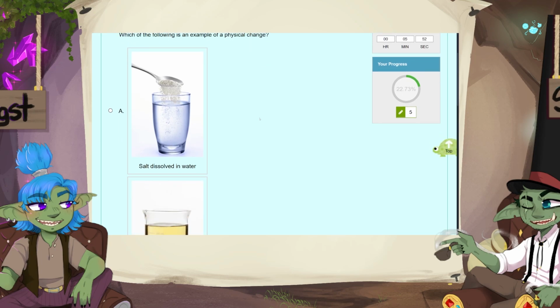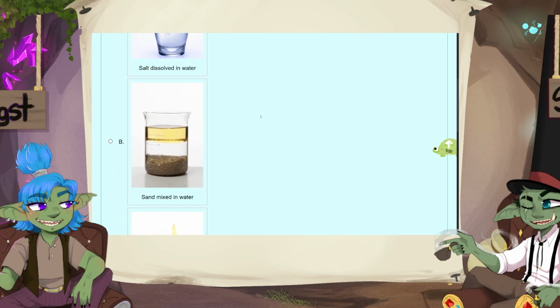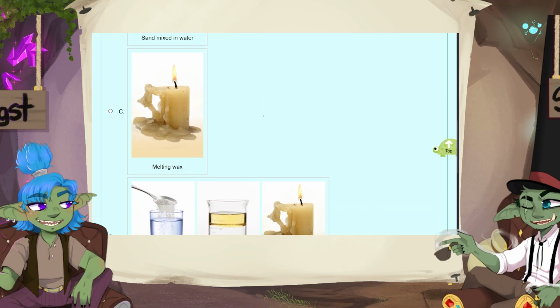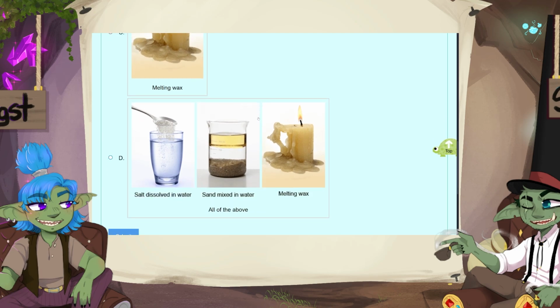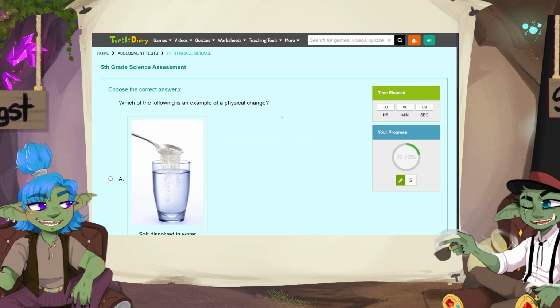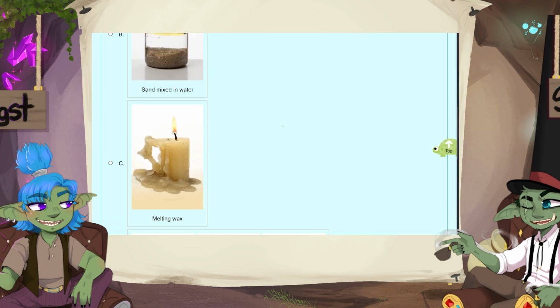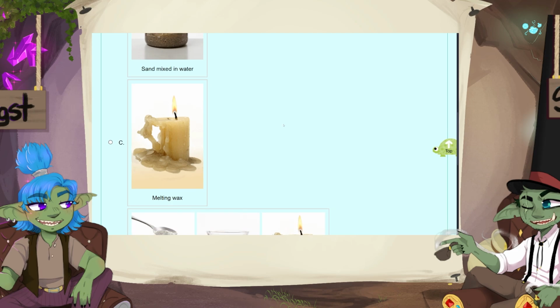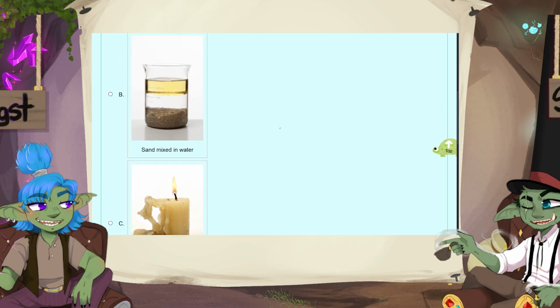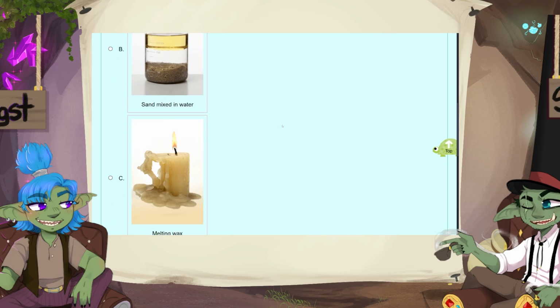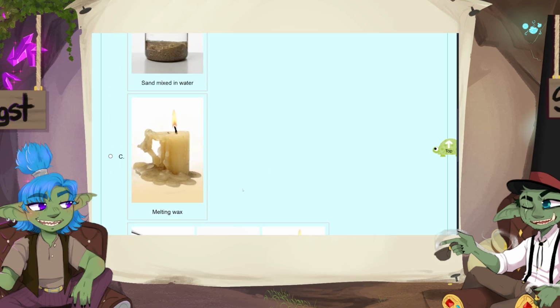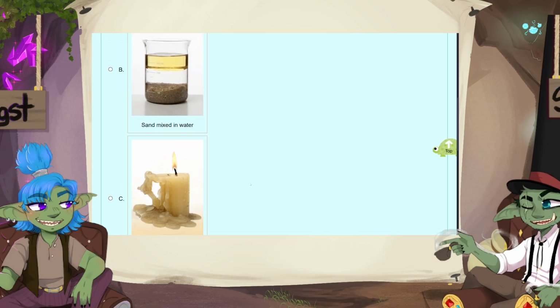A physical change. Salt dissolving in water. Sand mixed in water. Melting wax. Maybe. I don't think it's all of the above, because I don't think it's sand mixed in water. What was the question again? Which of the following is an example of a physical change? I'm thinking A. It's definitely not sand mixed with water. I'm absolutely certain with every fiber of my being. Because that's not changing anything. You're just putting sand in water. But the problem is I guess wax also doesn't actually change. It's still just wax.